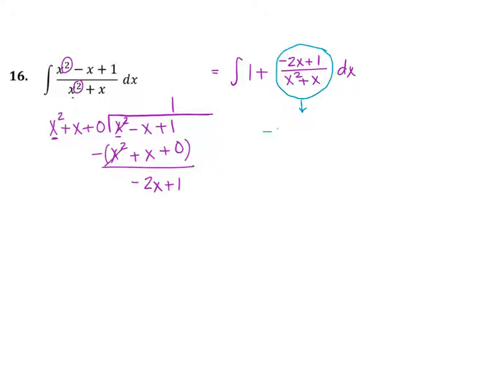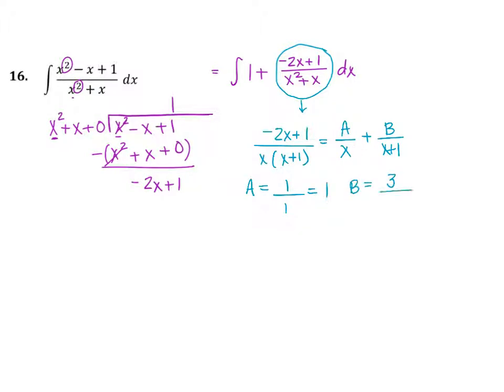Here, that is going to be negative 2x plus 1 over x times x plus 1. And so we've got to find out a over x. This is going all the way back to here. And so to solve for a, we're going to sub in a 0, and that's going to give us a 1. And to solve for b, we're plugging in a negative 1, and so that's going to give us a negative 3.